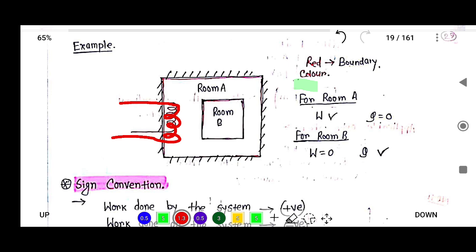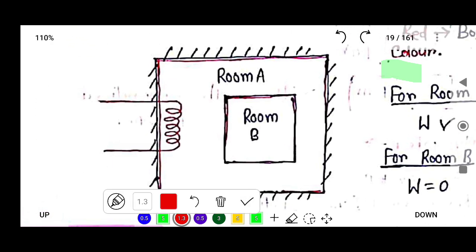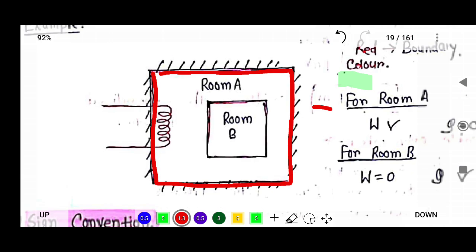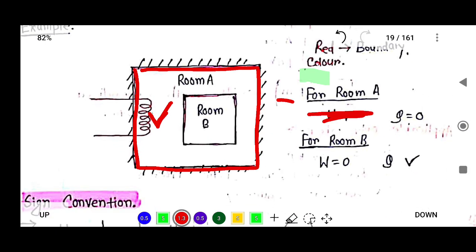Suppose this is first room A. Room A is your first boundary or system. For room A, you can see there is a work transfer due to this heating element. There is electrical work transfer through this boundary, but there is no heat transfer. Only work transfer is there. So heat transfer Q is equal to 0.